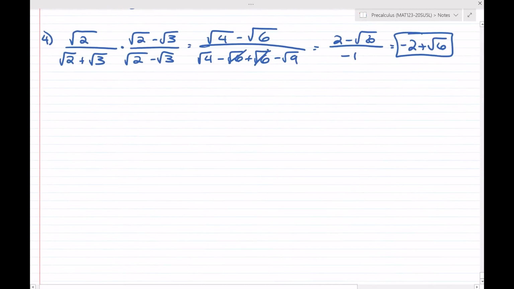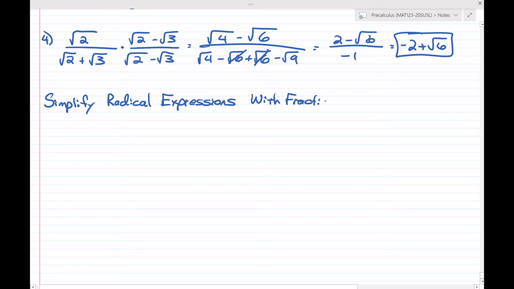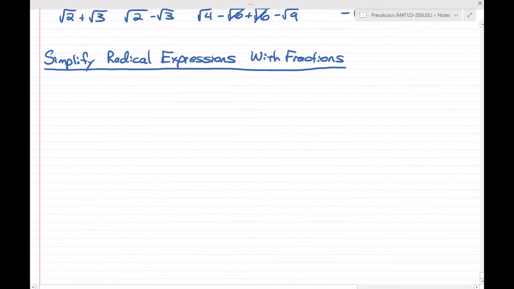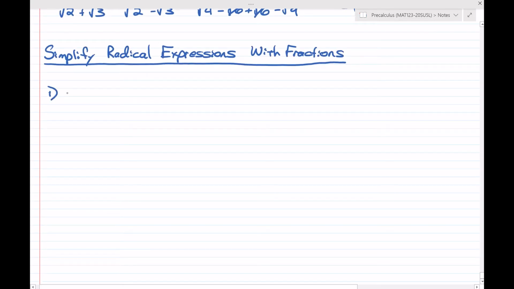Let's take a look at one more here. One more type of problem, and then that'll be it. So simplify radical expressions with fractions. First one is the 4th root of x y to the 3rd over the 4th root of x to the 3rd y to the 2nd. So first thing let's do is let's simplify.